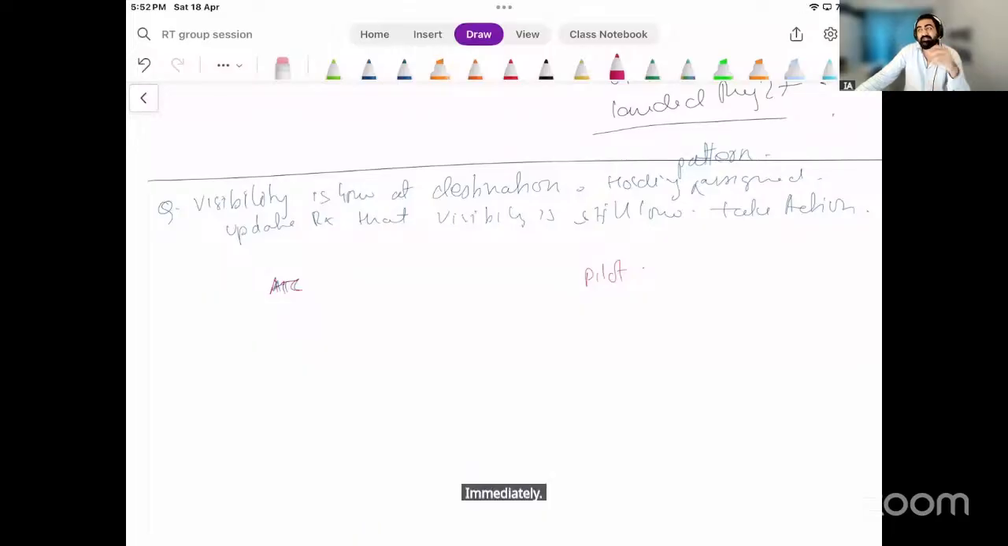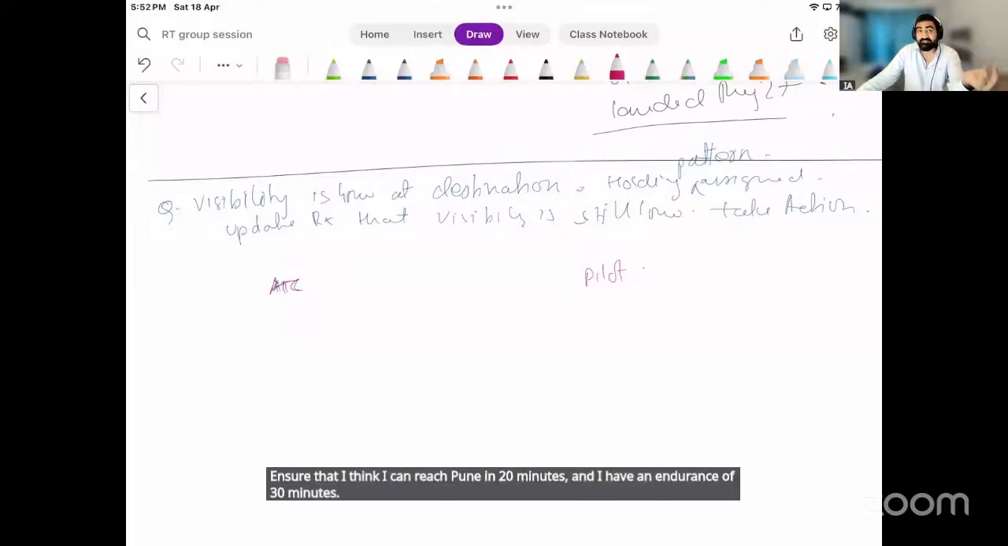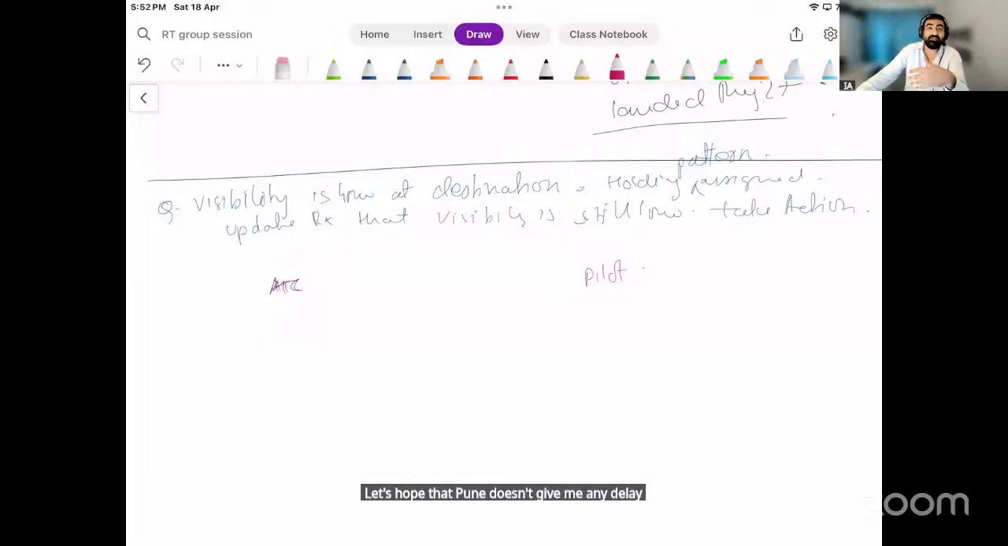Immediately you can say. Me trying to mention the time was to ensure that I can reach Pune in 20 minutes and I have an endurance of 30 minutes. Let's hope that Pune doesn't give me any delay or any hold. So I'll require, what is the word for a priority arrival?